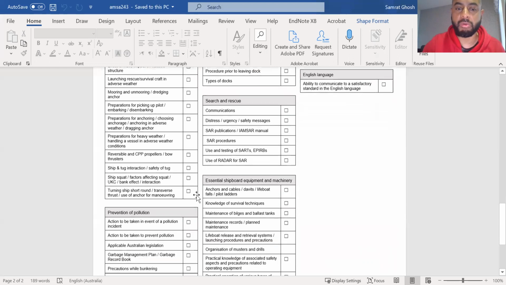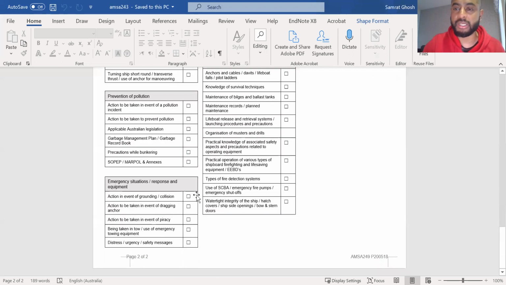So that's what I mean. When you see this checklist, remember to know which areas you have to focus on, depending on the rank you are targeting. So in emergency situations, you have to know your duties as an officer, not as a master. If you are asked about man overboard procedure, you have to list out the actions you will do as an officer on the bridge, not as a master.